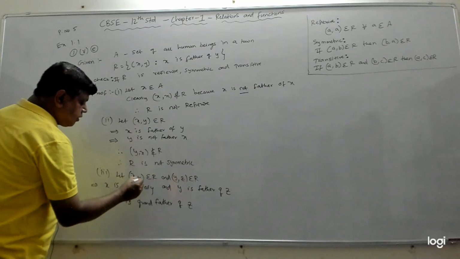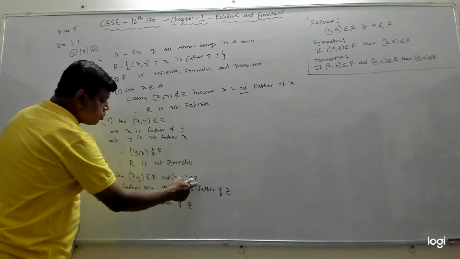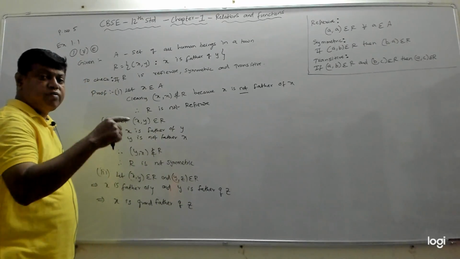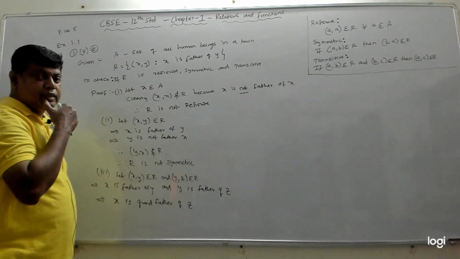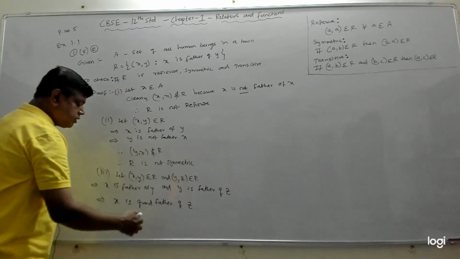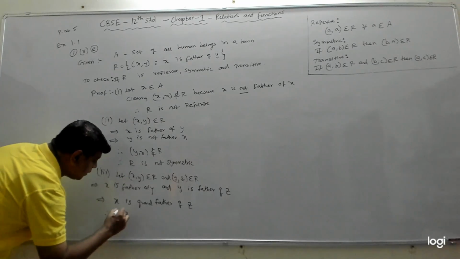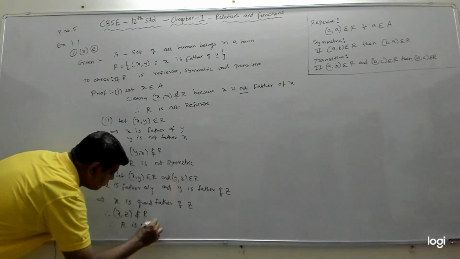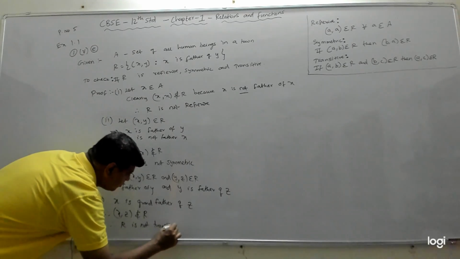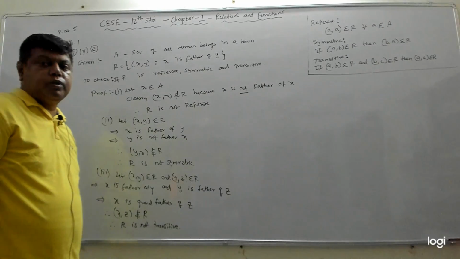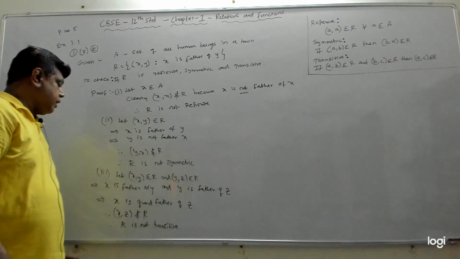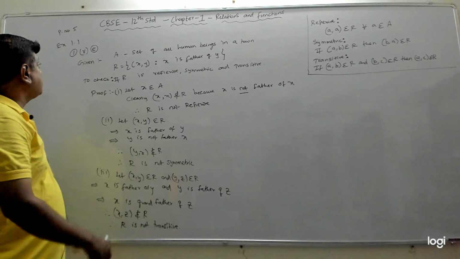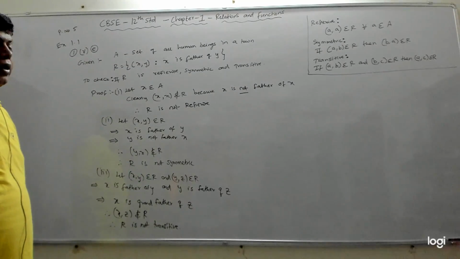If X comma Y belongs to R and Y comma Z belongs to R, for transitivity we need X comma Z to belong to R. X comma Z will belong to R if X is the father of Z, but X is the grandfather of Z. Therefore, X comma Z does not belong to R. Therefore, R is not transitive, which means R is not a transitive relation. Clear? So this is how we check reflexive, symmetric and transitive.